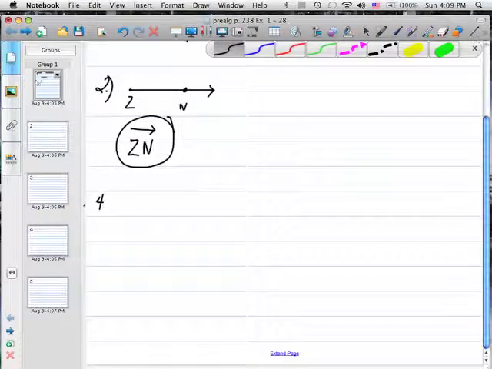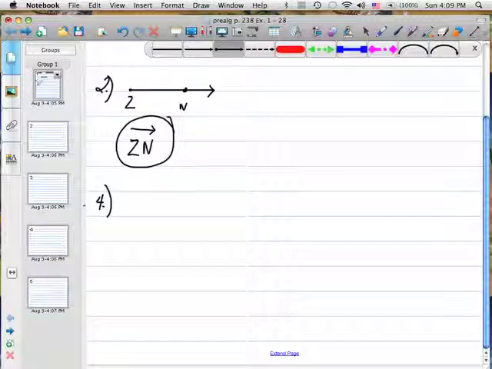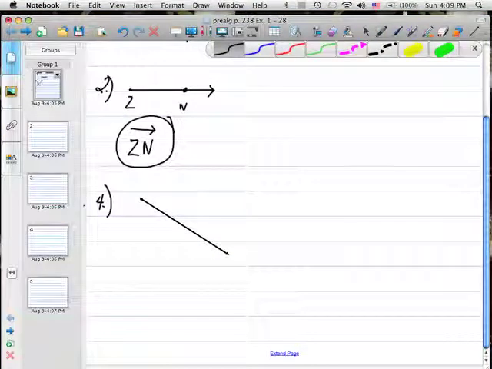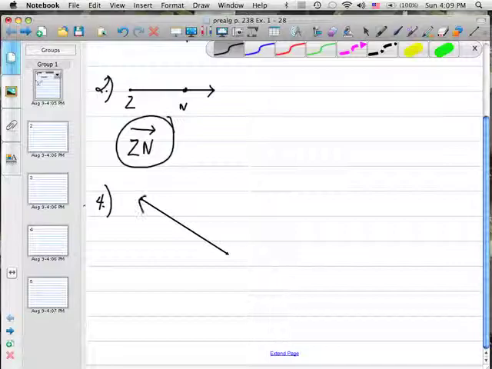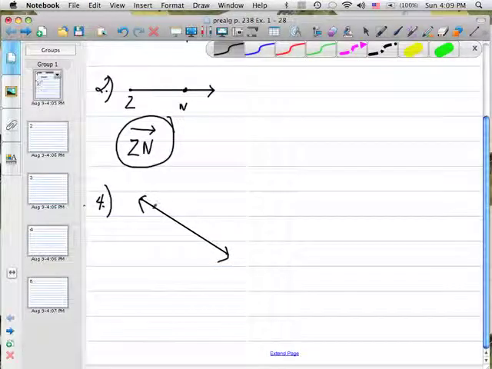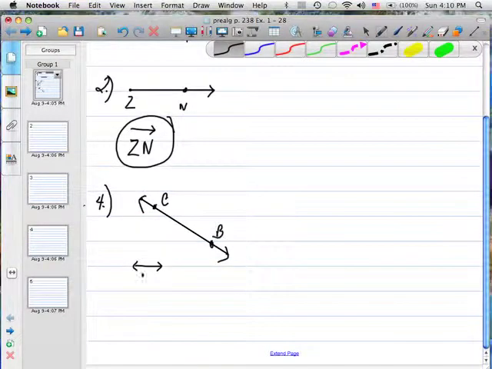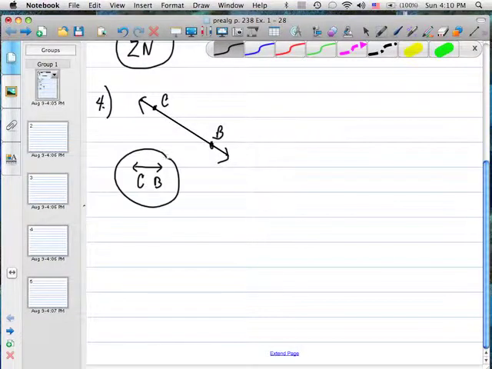Problem number 4, we have a line drawn, and it has 2 points C and B, and we're going to name it using the symbol, which is a bar with 2 arrows and the 2 letters of the points that are on that line, so line CB. We could also name it line BC.